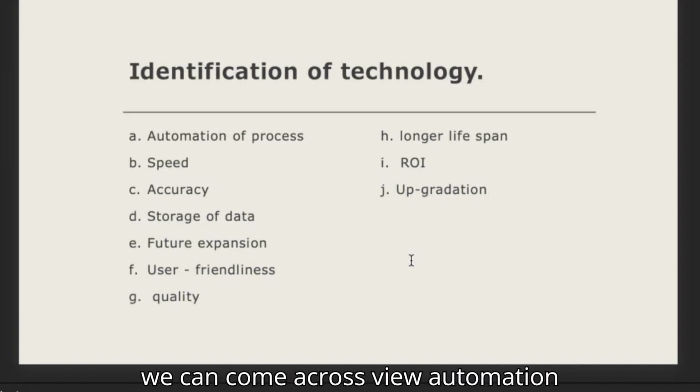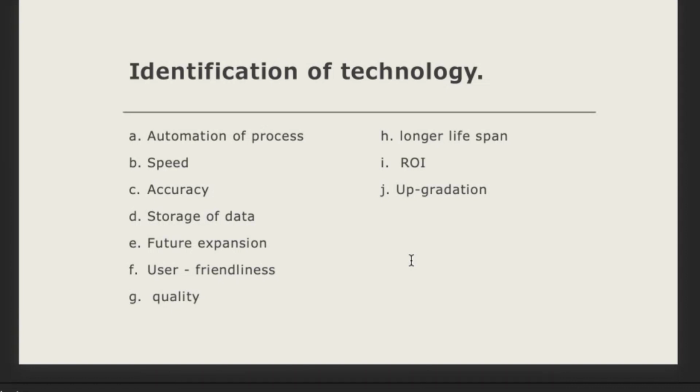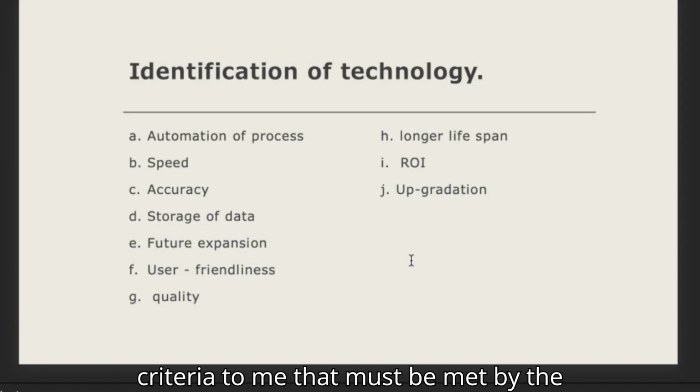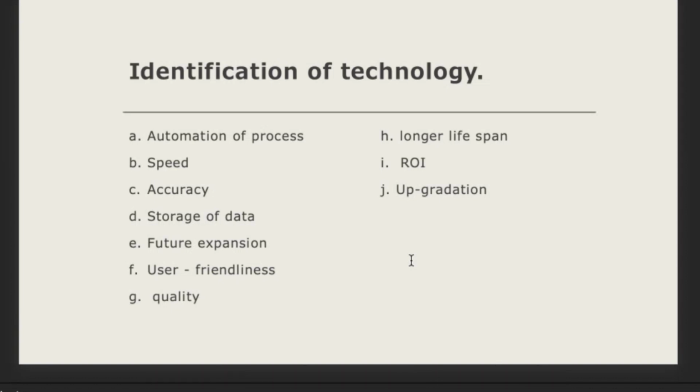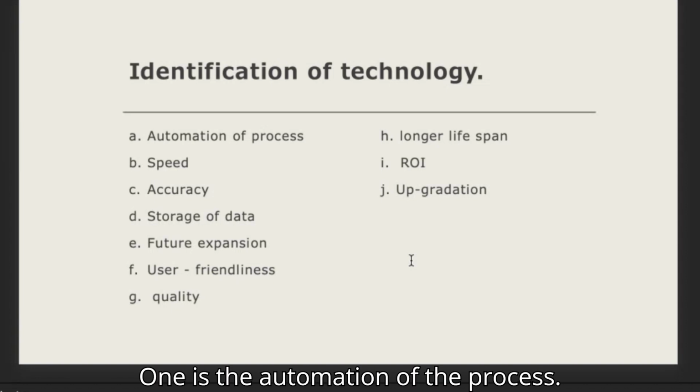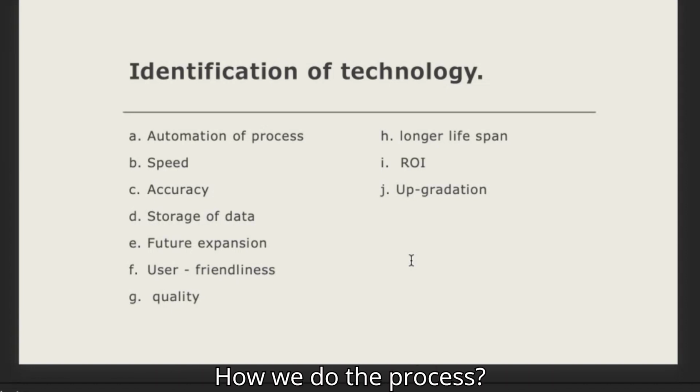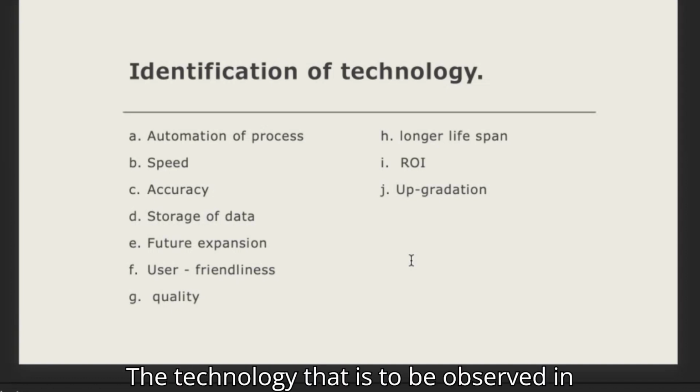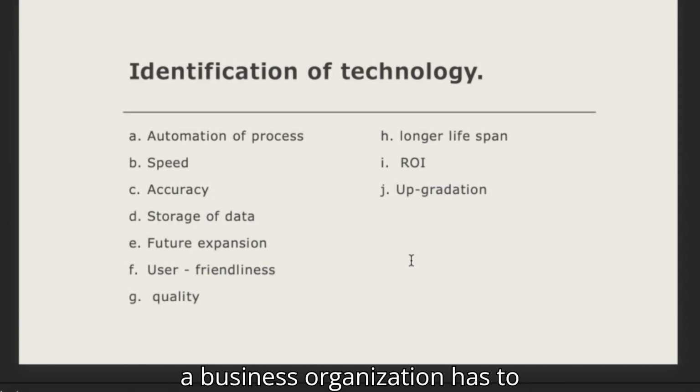So here we can come across a few automation criteria that must be met by the organization. One is the automation of the process. How we do the process. The technology that is to be observed in a business organization has to primarily result in the total automation of the work process.